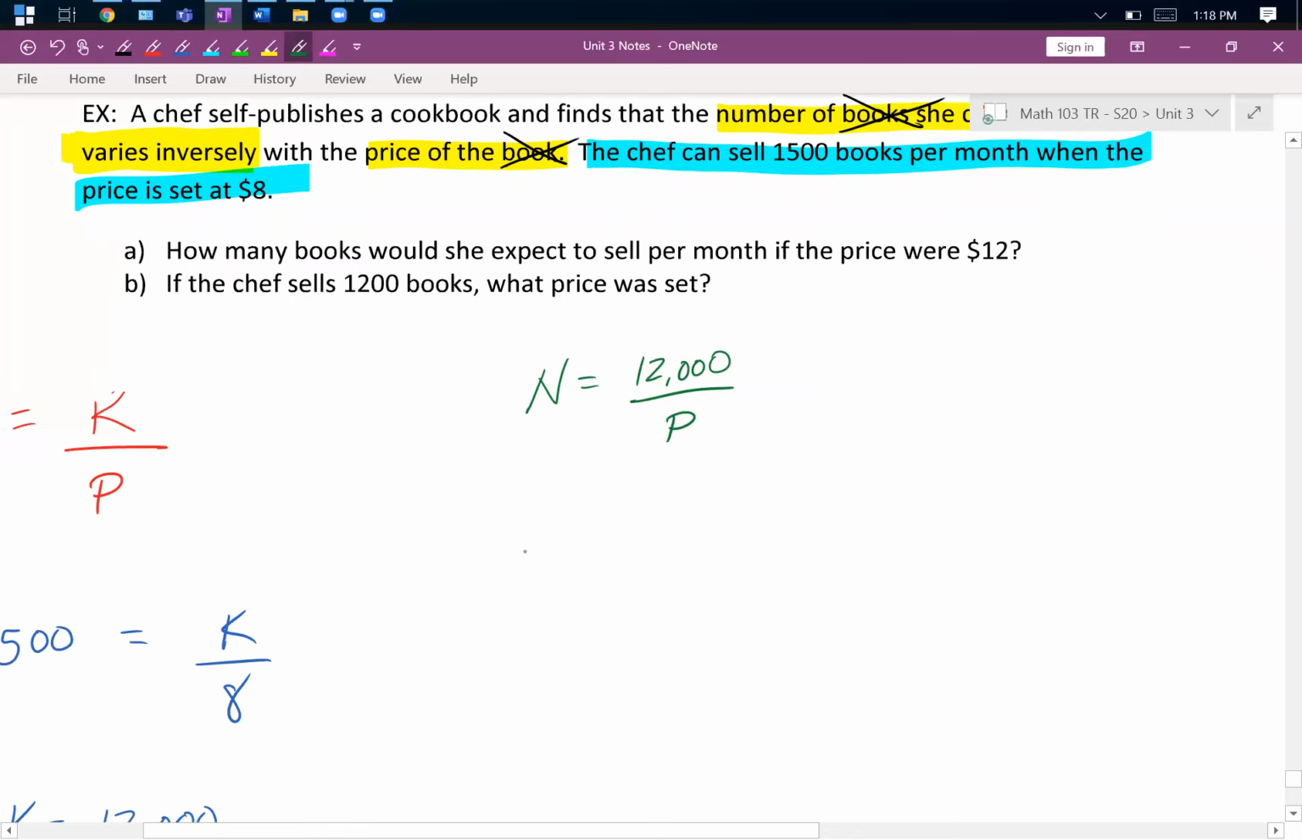Now we're going to use this equation to answer the two questions posed in part A and in part B. Part A says, how many books would she expect to sell if the price was $12? We're just going to plug 12 in for the price, P. So she's going to sell 1,000 books.